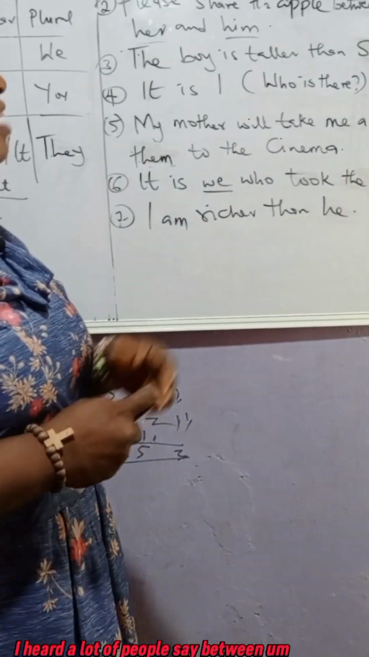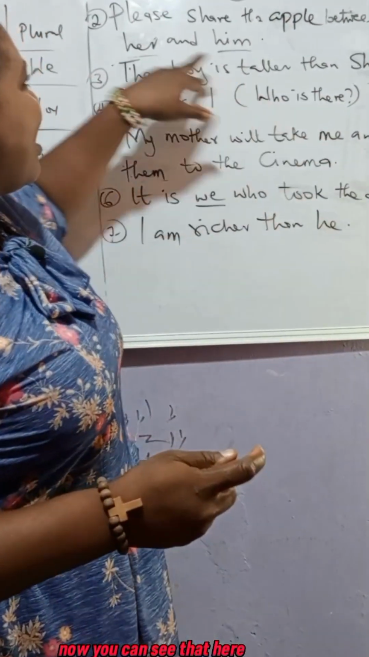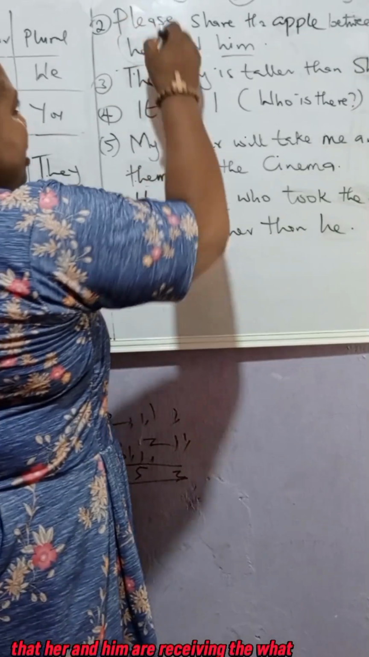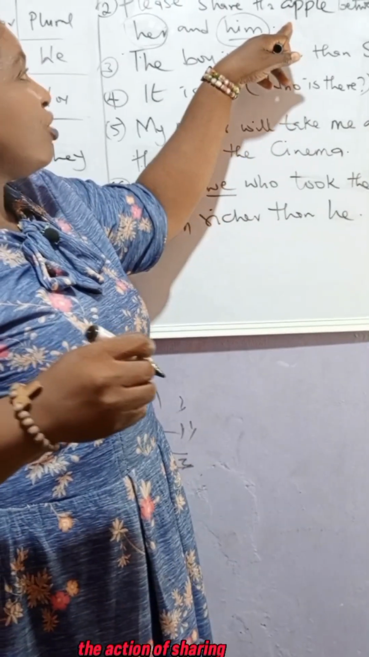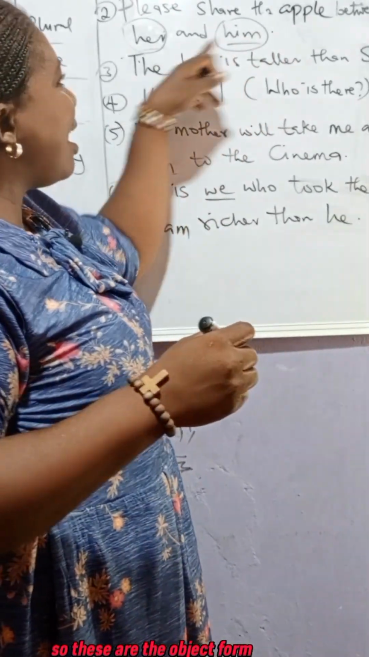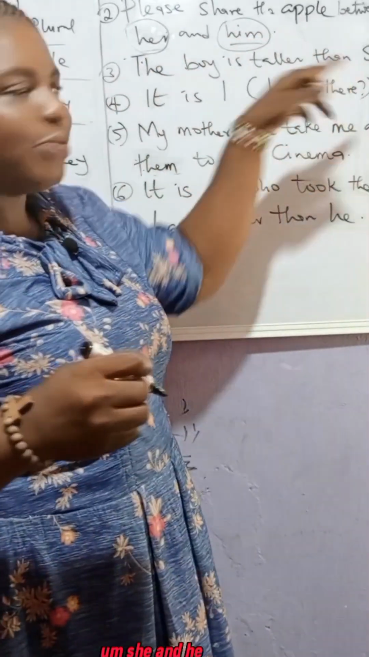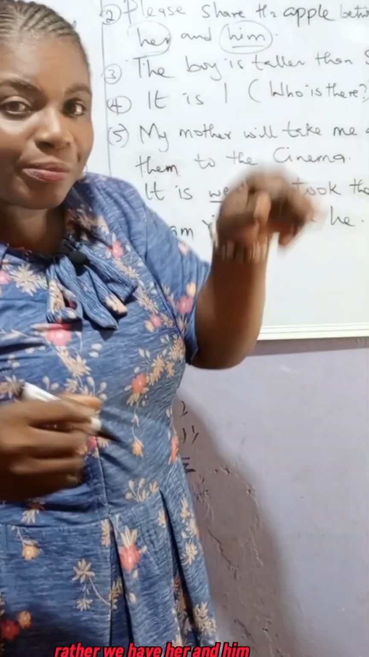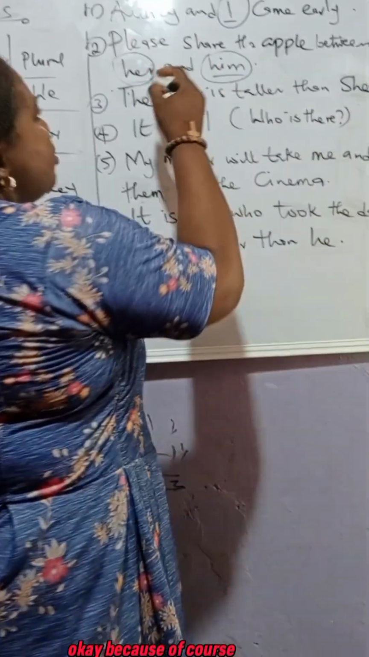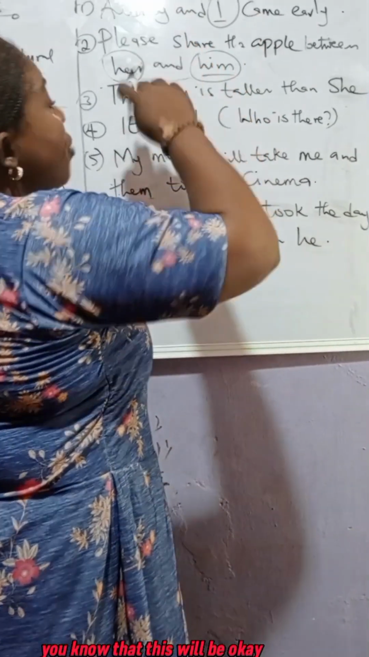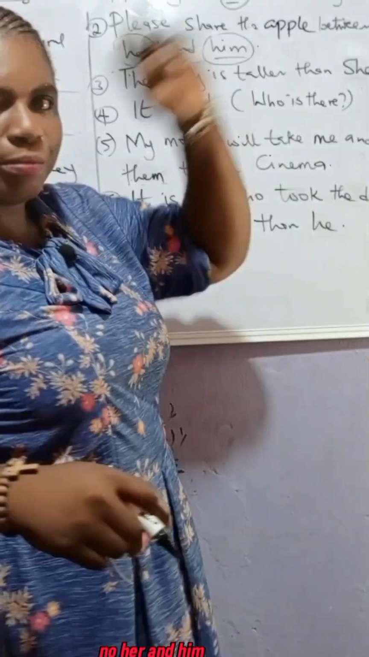I've heard a lot of people say "between she and he." Now you can see that here that "her" and "him" are receiving the what? The action of sharing. So these are the object form, and that is why we don't have "she and he." Rather, we have "her and him." So another way you can actually get this is when it says share the apple between us. Of course you know that this will be, no, between them. All right, so share the apple between them. No, her and him. Okay.